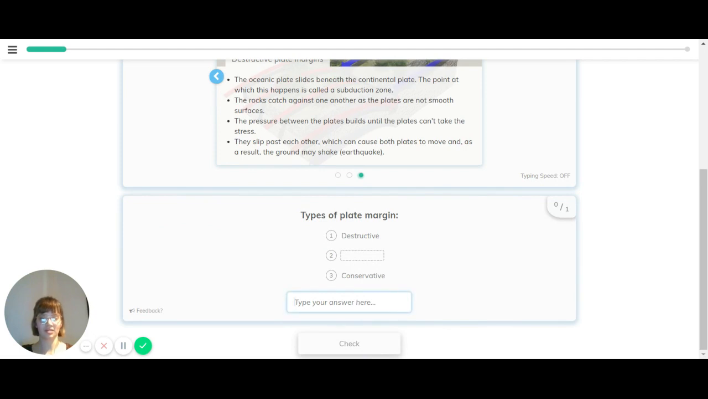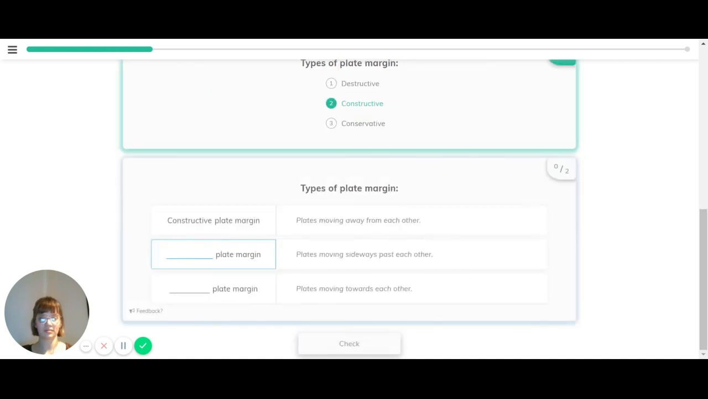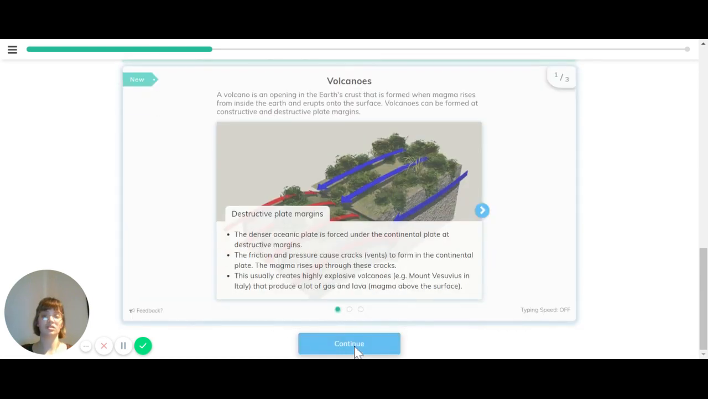So what are the types of plate margin? They are destructive, conservative, and constructive. At the constructive plate margin, plates are moving away from each other. At the conservative plate margin, plates are moving sideways past each other. And at the destructive plate margin, plates are moving towards each other.